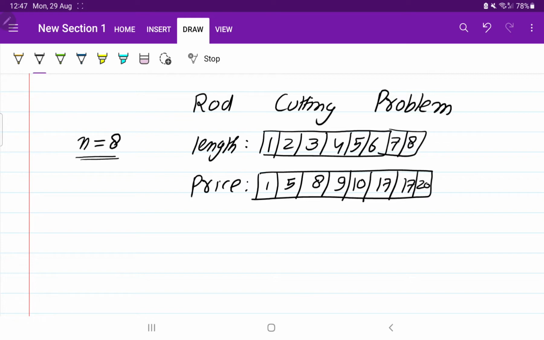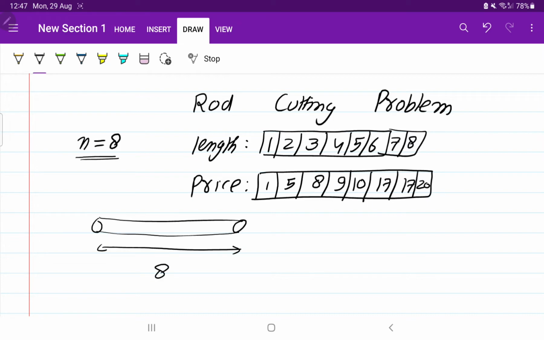So what we have to do is, suppose a rod is given of length 8. We need to cut this rod into smaller pieces, and we have to see in which sections we should cut it so that we can get a maximum profit.